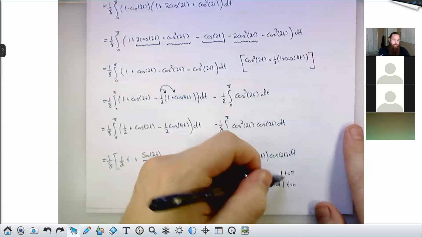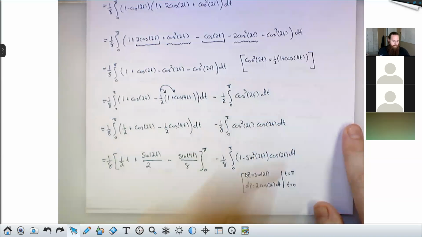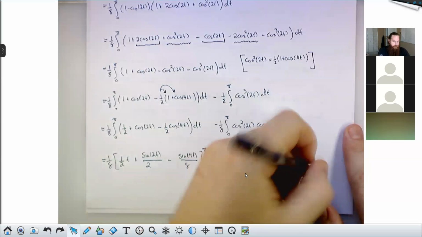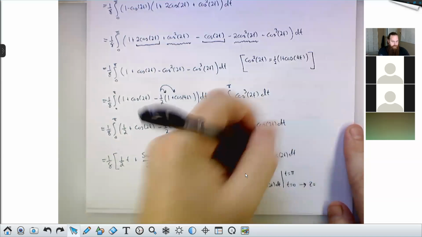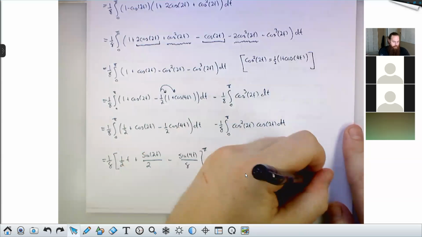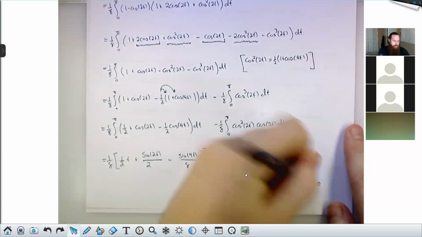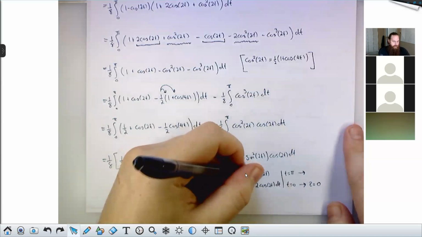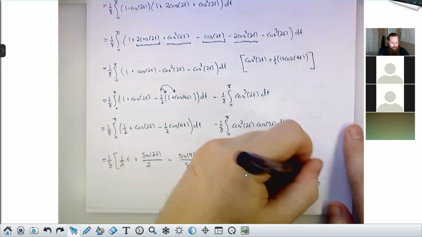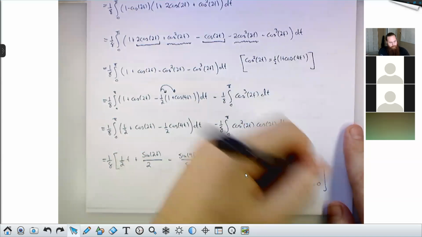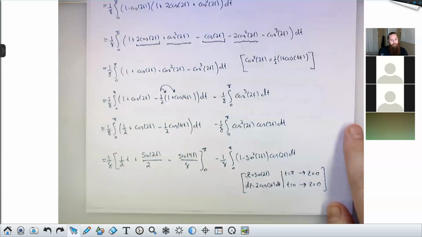My old bounds were 0 to pi. When t is equal to 0, z is equal to the sine of 2 times 0, which is 0. And when t is equal to pi, z is equal to the sine of 2 pi, which is also 0. That's funny.